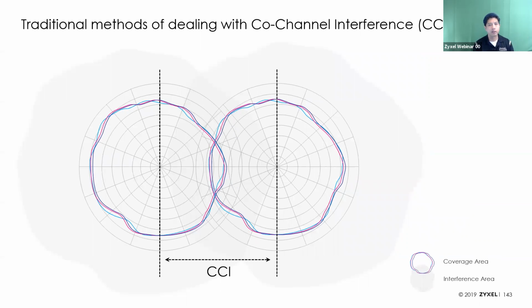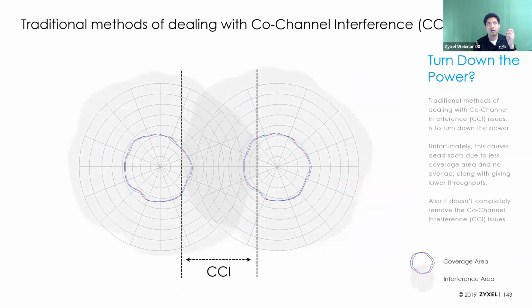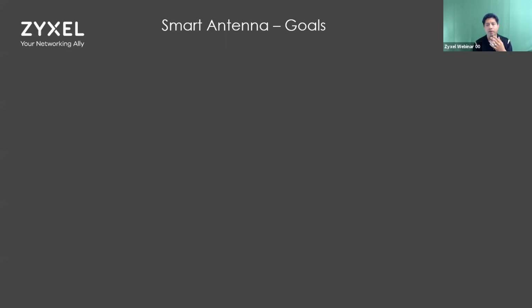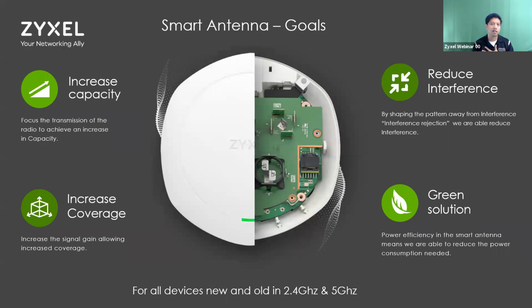Now, the traditional way of dealing with co-channel interference is pretty simplistic, but not very good. It's effective, but not good. In order to deal with co-channel interference, you turn the power down. So don't talk as loud, and your APs are not as strong. But then the coverage area where you can actually communicate is also reduced. That doesn't really help, because now you have dead spots. So the smart antenna technology, which is a Zyxel patented technology, helps to increase the capacity and coverage through the reduction of interference, doing all that in a very efficient way as well.